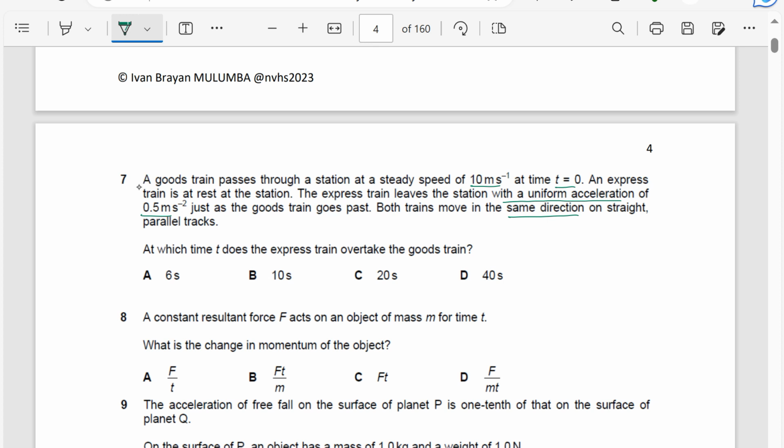At which time does the express train overtake the goods train? Okay, so when one overtakes the other, it means they will have moved the same distance. So at this point of overtaking, they would have covered the same distance.